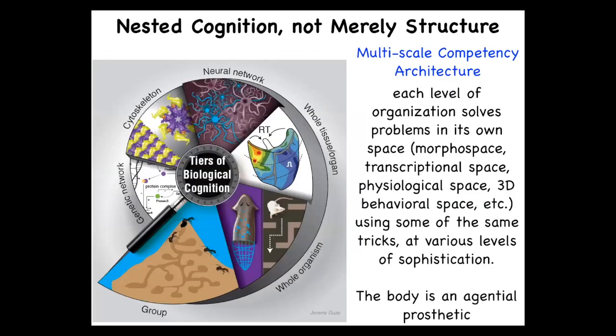So it turns out that not just structurally are we a bunch of nested dolls of different levels of organization, but this is a multi-scale competency architecture. Every level solves problems in its own space. So the transcriptional space, physiological space, anatomical space, behavioral space, and in the case of humans, social and linguistic spaces. So the body is fundamentally a kind of agential prosthetic.